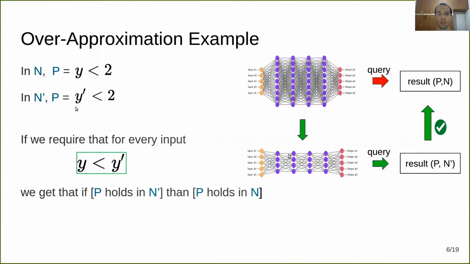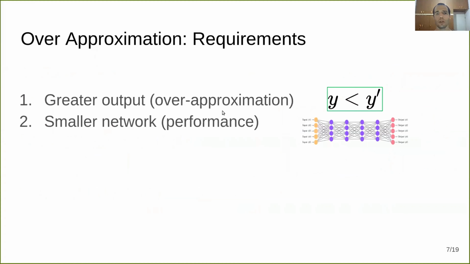Then we get that if P holds in N prime, it also holds in N. Why? Because if it holds in N prime, it means that Y prime is smaller than 2, but Y prime is greater than Y. So Y is smaller than Y prime, that is smaller than 2. Therefore, P holds in N. So for over-approximation, we have two requirements. The first is the output will be greater, and the second is that the network will be smaller.